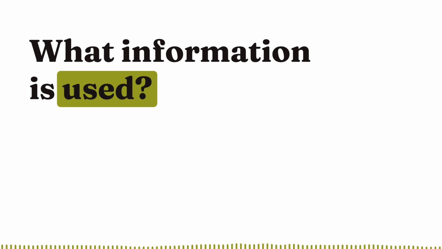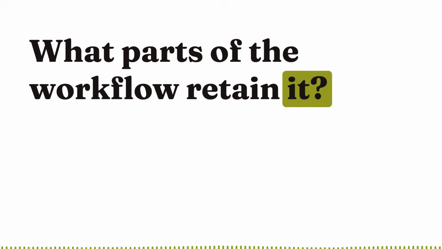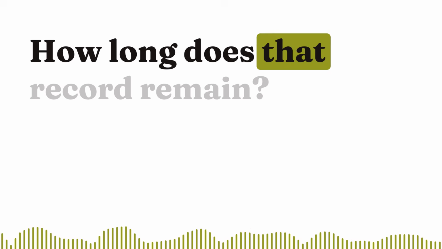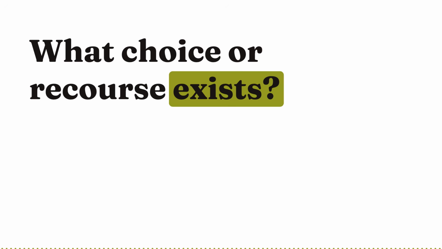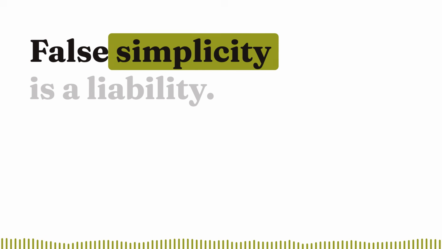What information is used? For what purpose? What parts of the workflow retain it? Who can access the resulting record? How long does that record remain? What choice or recourse exists? Where can the person get a fuller explanation? Simplicity is useful. False simplicity is a liability.